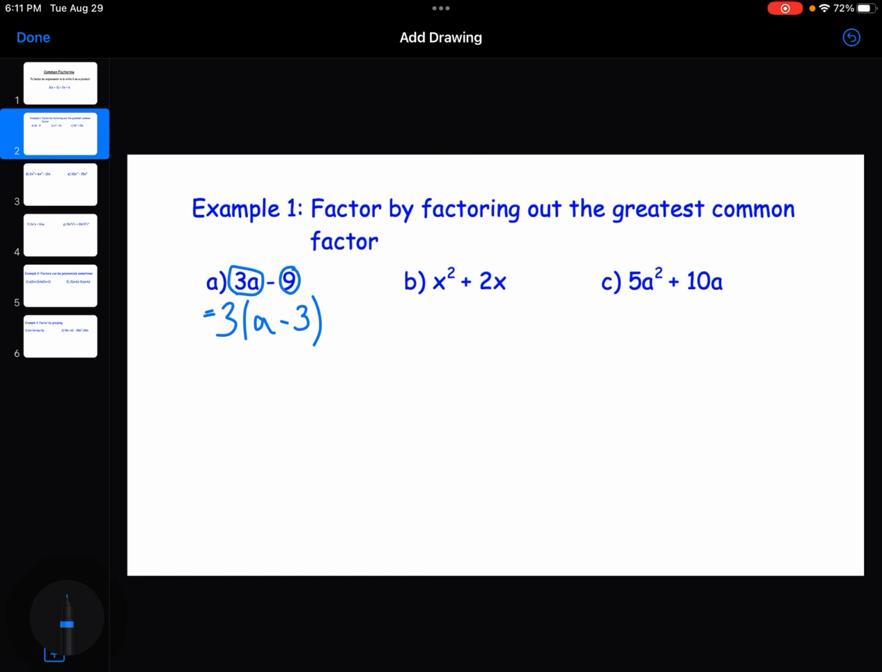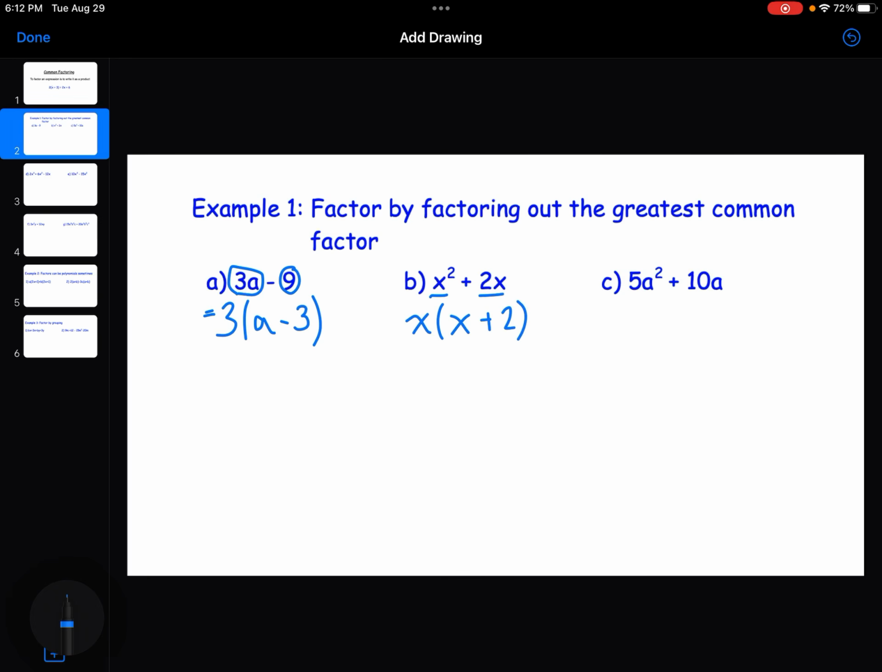Sometimes it can also be a variable. So if I look at these terms, both of these terms have an x. Now what I'm looking for is the smallest exponent of x, because that means that's the least amount of x's. So I can't take more x's than that out. So I've got a 2 and a 1. So 1 is obviously smaller than 2. So I'm going to take 1x out. Now I'm going to start my bracket. x squared divided by x is going to give me x. 2x divided by x is going to give me 2.